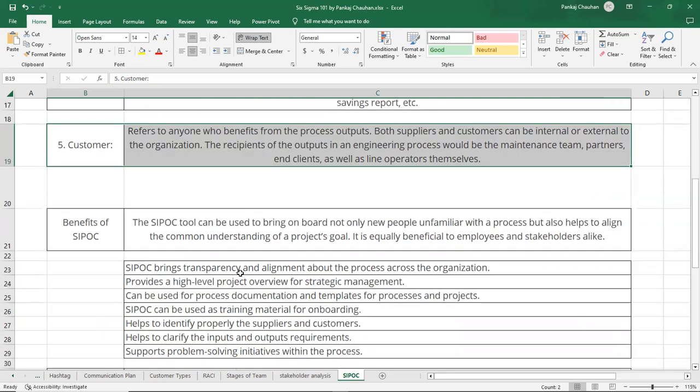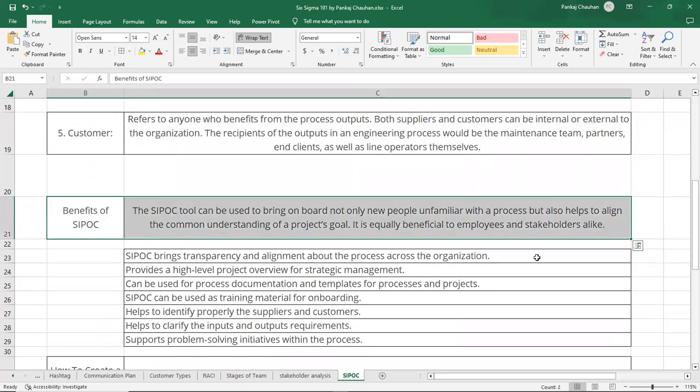Now let's talk about some benefits of SIPOC. The SIPOC tool can be used to bring on board not only new people unfamiliar with the process, but also helps to align the common understanding of a project goal. It's equally beneficial to employees and the stakeholders.